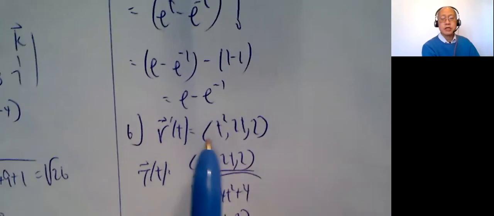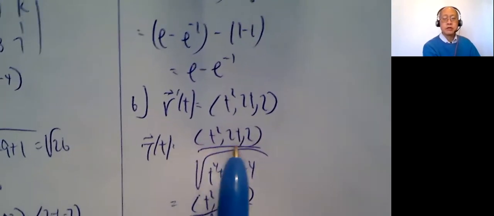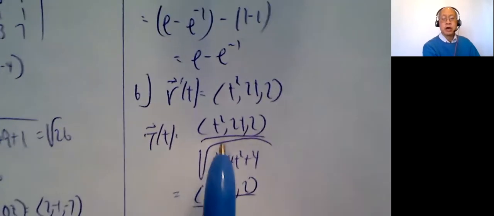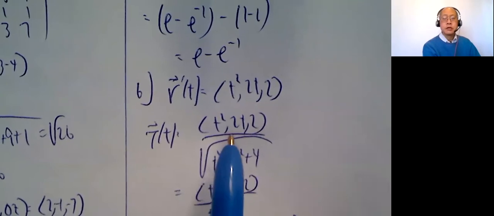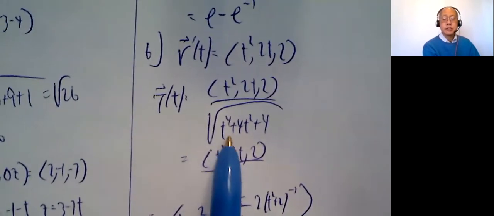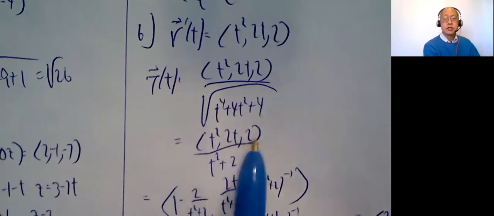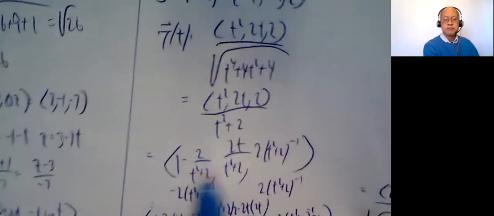Number 6, r prime is t squared, 2t, 2. T of t is t squared, 2t, 2 divided by the square root of t squared squared, t to the 4th, plus 2t squared, 4t squared, plus 2 squared, 4. Okay, this is t squared plus 2 quantity squared. So t squared, 2t, 2 over t squared plus 2 is the answer to T of t.